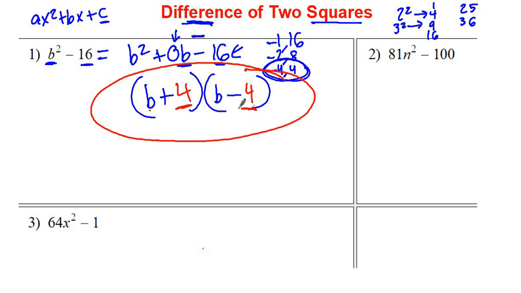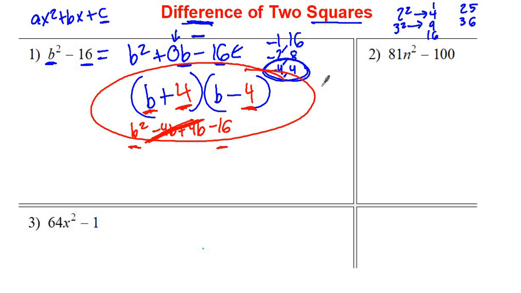The reason that this works is because if you FOIL this, you'd have b times b, the outside terms would be b times negative 4, the inside terms would be b times positive 4, and then notice what happens here. These cancel each other out. That's why we're left with only b squared and minus 16, but no b term right there. Okay, so that's important to note.